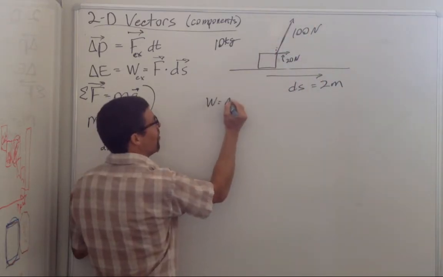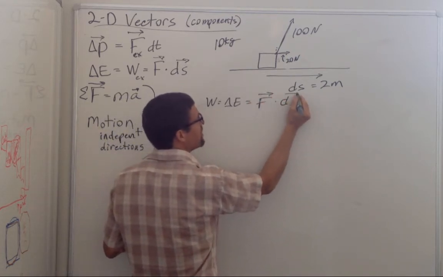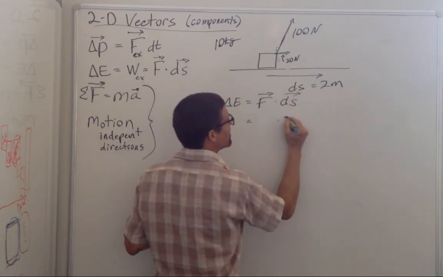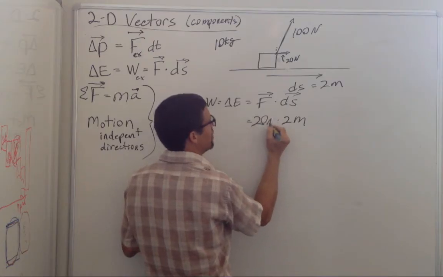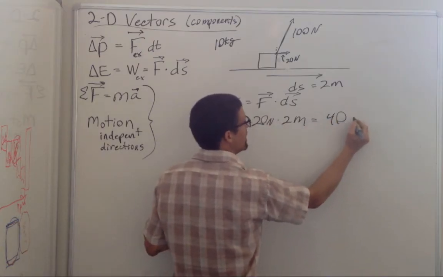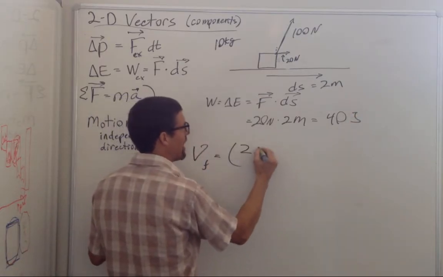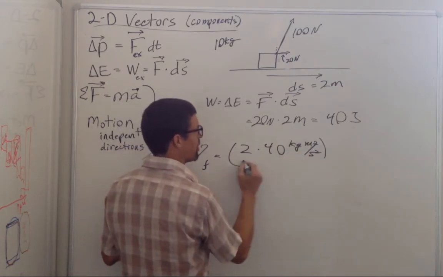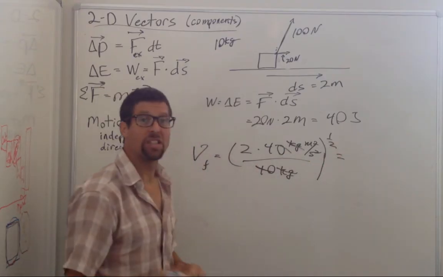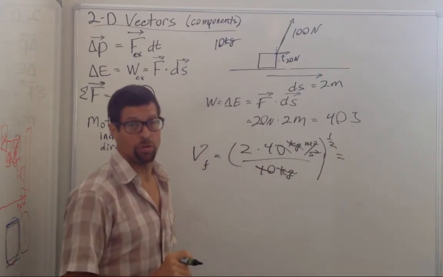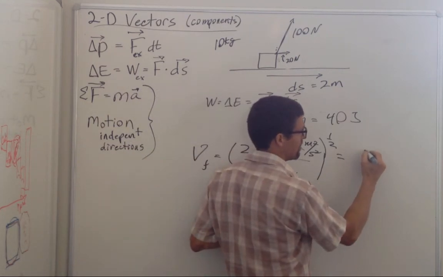And the work, or the change of kinetic energy, which is the vector dot product of force and displacement, would be equal to that same 2 meters, but now only the horizontal component is just 20 newtons, giving me 40 joules. And so the final velocity, which would be 2 times that 40 kilogram meters squared per second squared divided by the 10 kilograms, would be just equal to the square root of 8, almost the square root of 9, so slightly less than 3 meters per second.